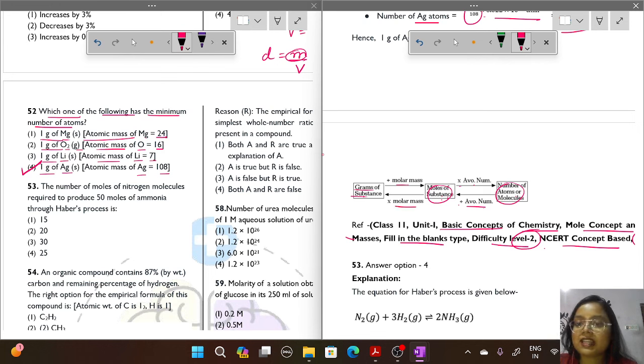Okay, so this type of flow chart is very important for your questions, very important from the concept point of view. From this, you can find out the solution for very different types of questions, right?